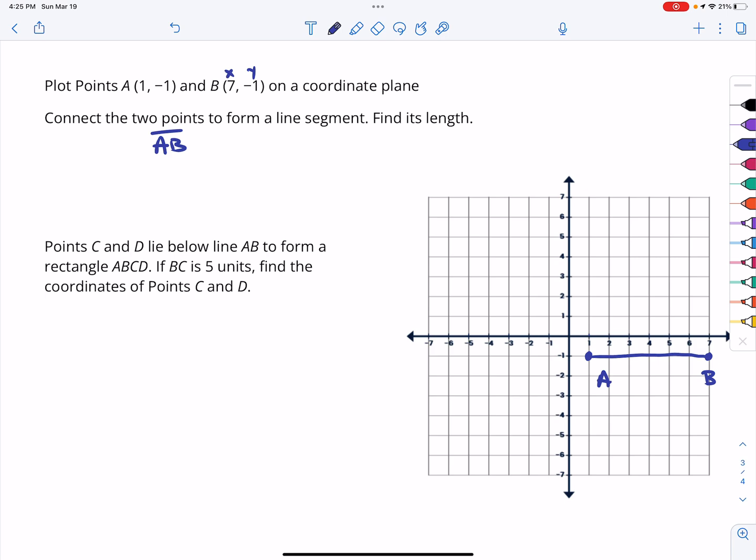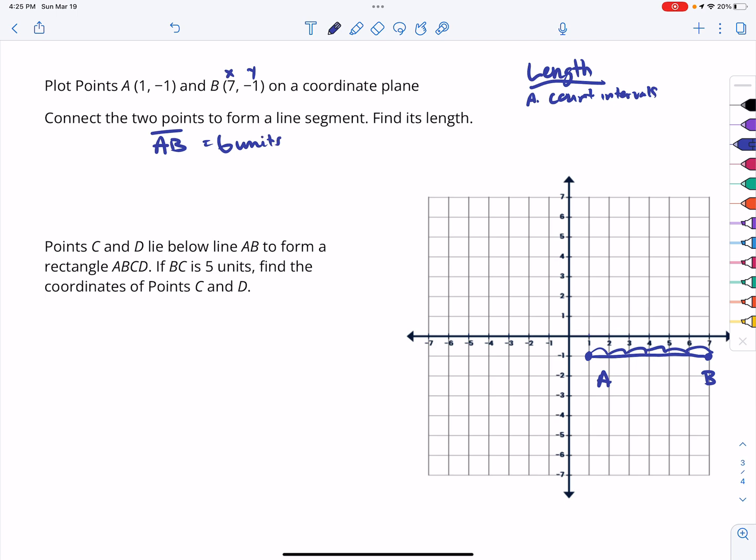So we have two options. When you're finding the length, option A, I guess we'll call it, is you can just count. You can count the number of intervals, the number of spaces. So starting at A, we have 1, 2, 3, 4, 5, 6. So the length of that line is 6 units.